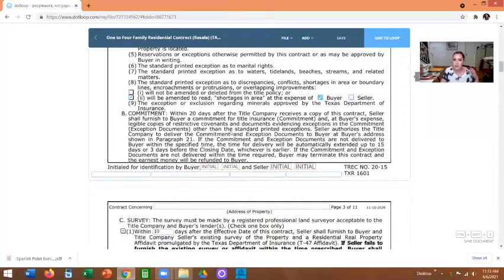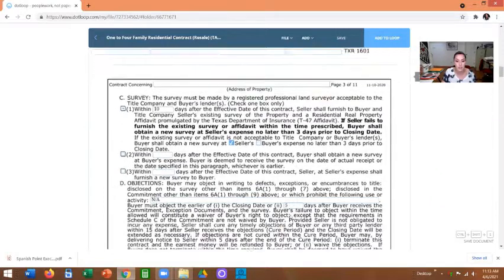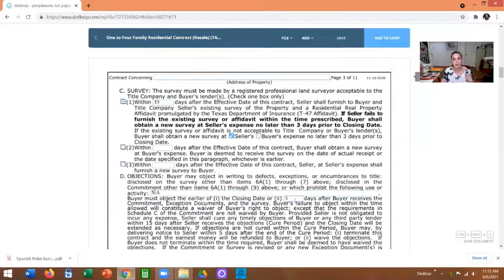Commitment, that's just a summary of any liens that the title company finds on the property right off the get-go. They've got 20 days to submit that. Buyer can review it. They could put in writing any objections they have, and the objections would be a little further down right here on letter D.